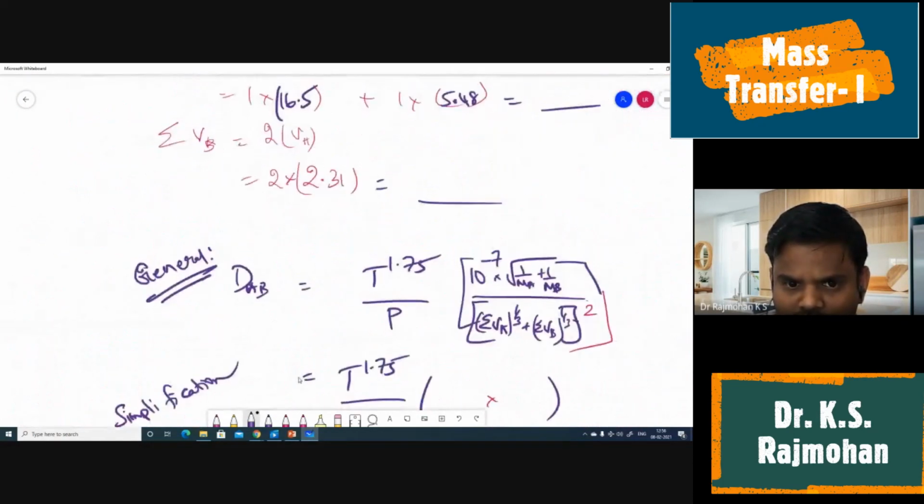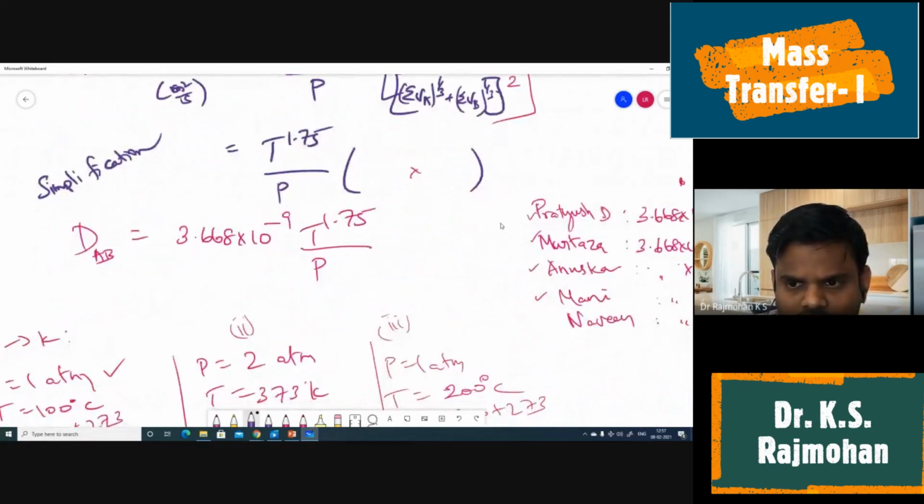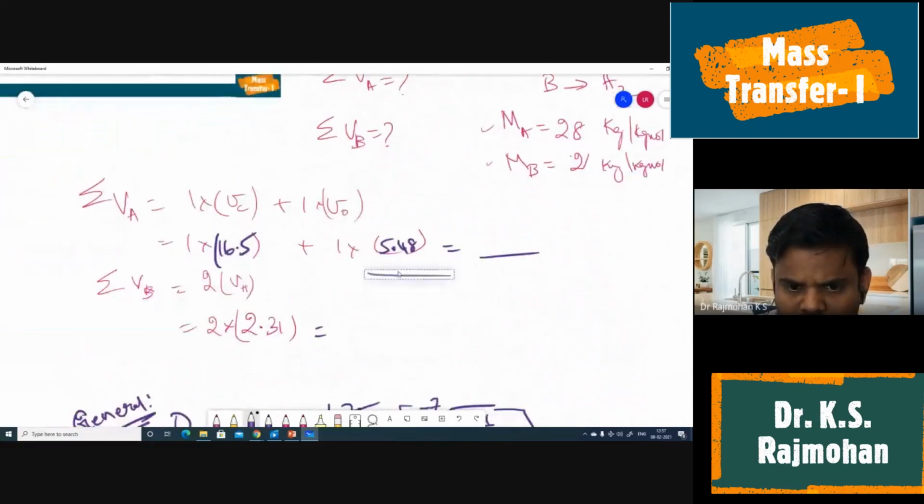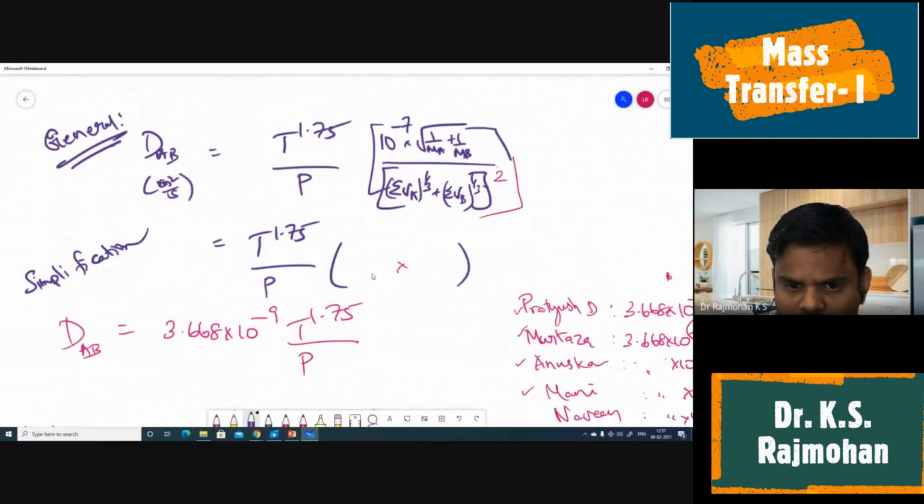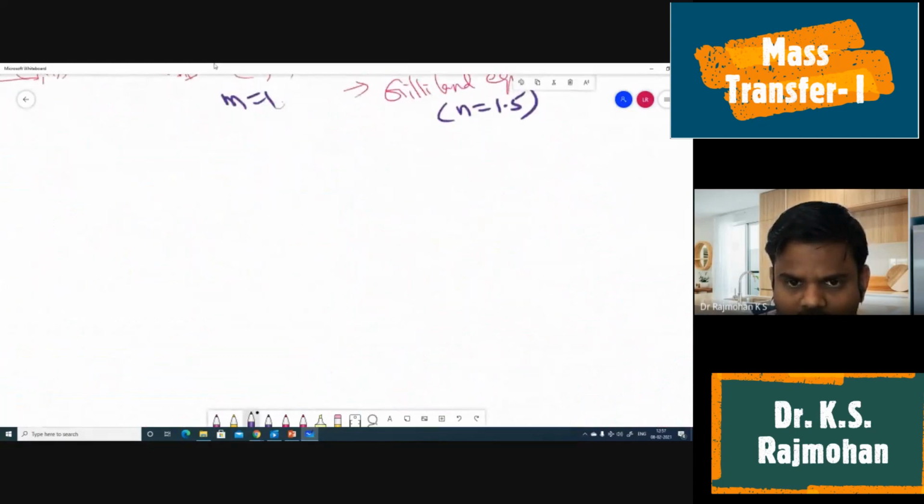So those who joined late, I repeat. We are solving a numerical for the Fuller et al. equation, in which we substitute the values of temperature in Kelvin, pressure in atmosphere, molar volume, and molecular weight. DAB will be in meter square per second. First we have the molecular weight of carbon monoxide and hydrogen, and we calculated VA and VB from the given data. We simplified it to a general expression so that we can solve this problem for 3 different conditions of temperature and pressure.